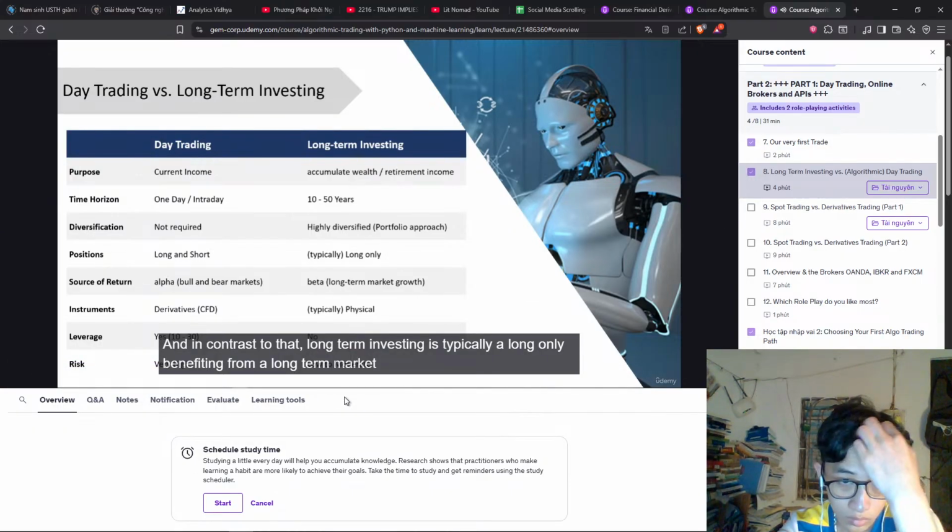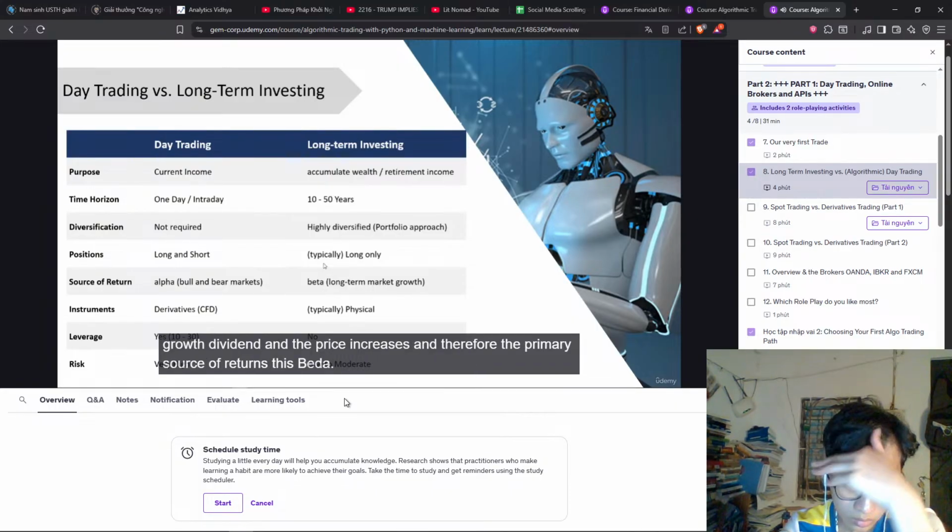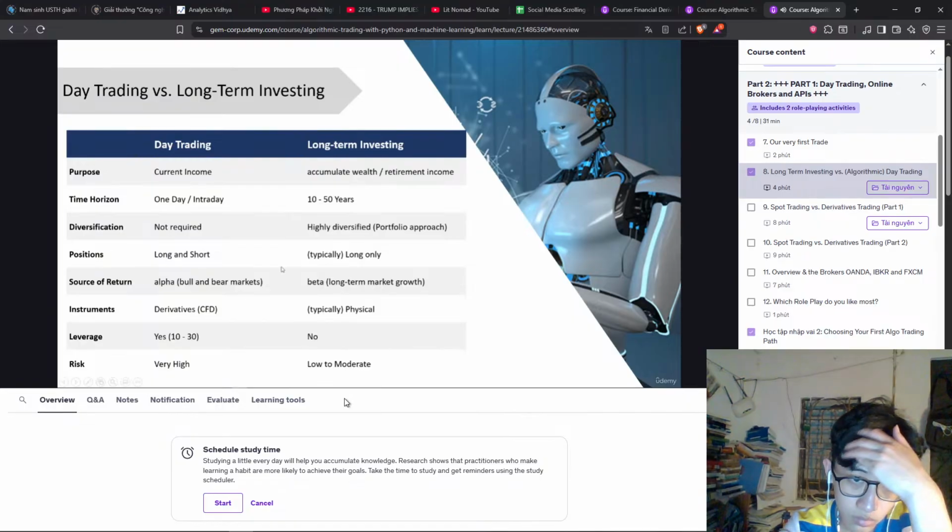And in contrast to that, long-term investing is typically long only, benefiting from long-term market growth, dividends, and price increases, and therefore the primary source of returns is beta. Next, let's have a look at the instruments.